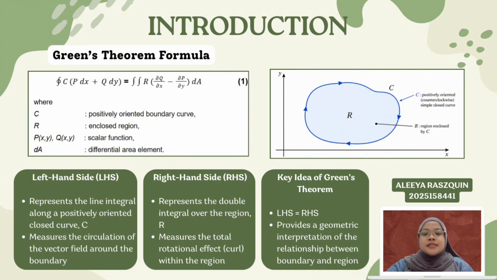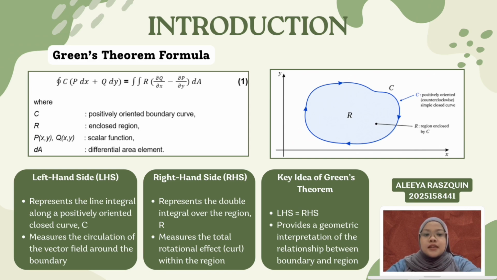On the left-hand side of the equation is the line integral evaluated along the positively oriented boundary curve C, which measures the circulation of the vector field around the boundary. Furthermore, the right-hand side of the equation represents the double integral of the scalar curl over the enclosed region R, which measures the total rotational effect within the region.